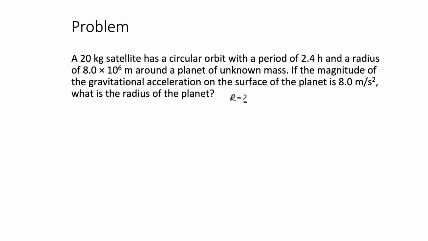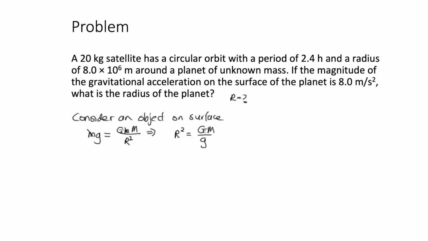Let's start by considering an object on the surface of the planet. Then we know that the gravitational force is mg, where little m is the mass of the object, and that's equal to G M on R squared, where capital M is the mass of the planet and capital R is its radius, because the object is a distance R from the center of the planet. The mass of the object cancels out, and we can write R squared is equal to G M on little g.